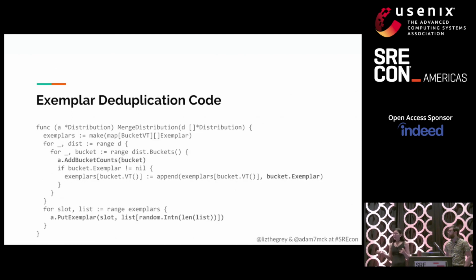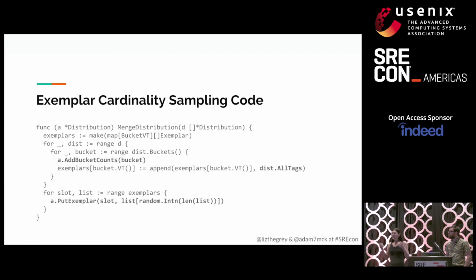And then when we do deduplicate, we can say, look, I'm aggregating multiple different distributions together, and I'm going to see what are all of the exemplars associated with the things I'm aggregating, and then I can just randomly pick one, and not necessarily the first one that I see, and store that in the aggregated completed distribution result. And then when I'm sampling for cardinality, if I would drop a tag, instead I'm going to pick one at random to keep.